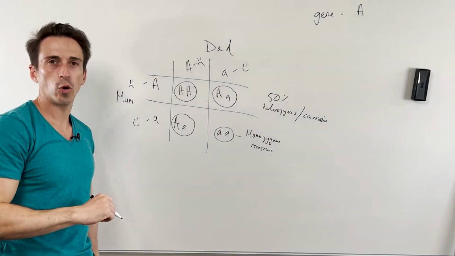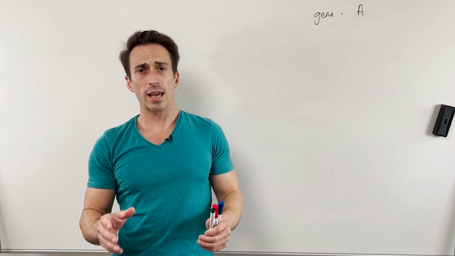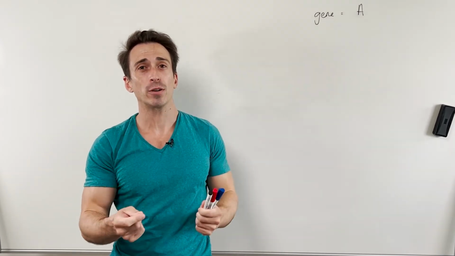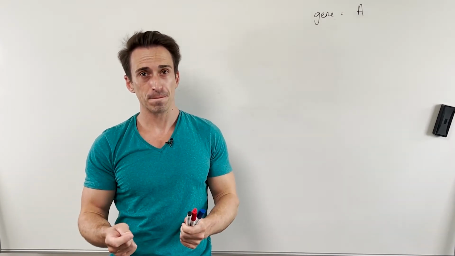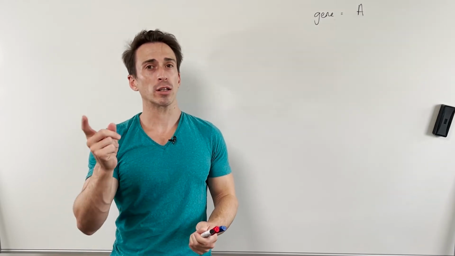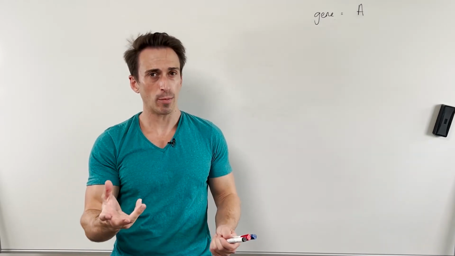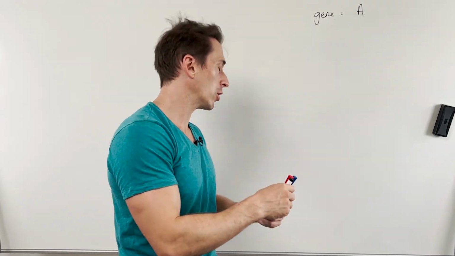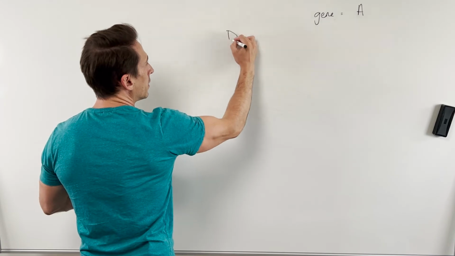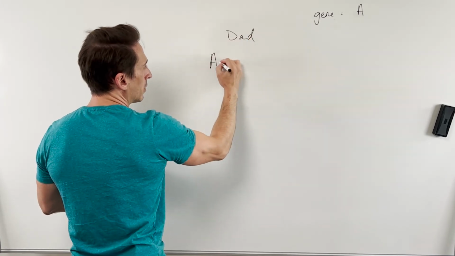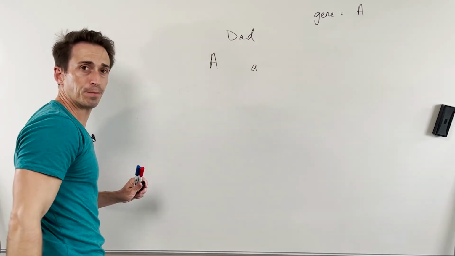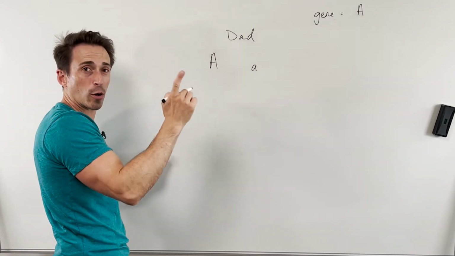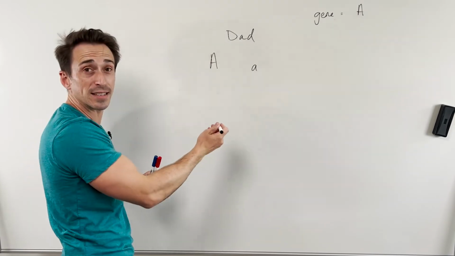So that's question 1. The next question asks if one parent is heterozygous with the dominantly inherited gene and the other parent is homozygous recessive for the good copy, what percentage of offspring will have the disorder? Let's take a look. So let's just say it's dad that has the dominantly inherited gene. That's the disorder. Now remember, if it's dominantly inherited, you only need one copy to get the disease, which means dad has the disease.